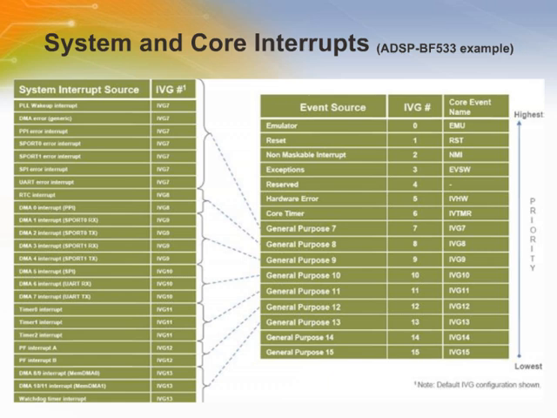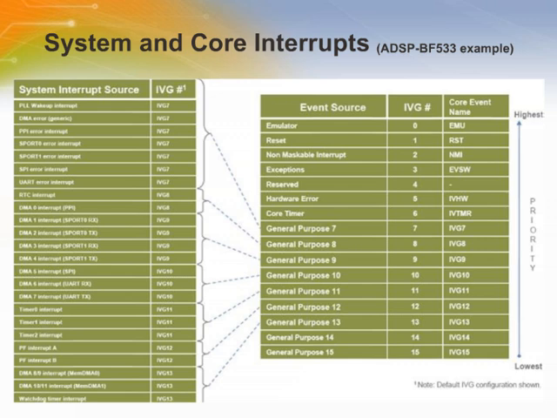Blackfin also has the SIC, or the System Interrupt Controller portion of the interrupt handler. The mapping of a particular peripheral interrupt request to a specific core interrupt level happens here. What this allows us to do is change the priority of a particular peripheral's interrupt request.